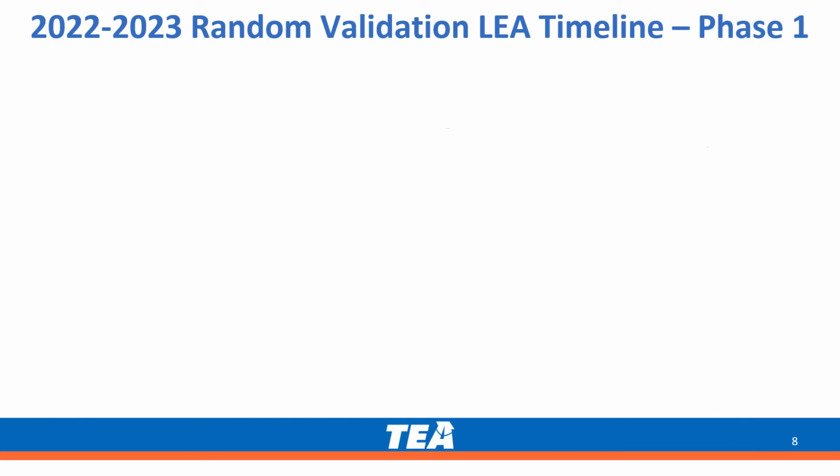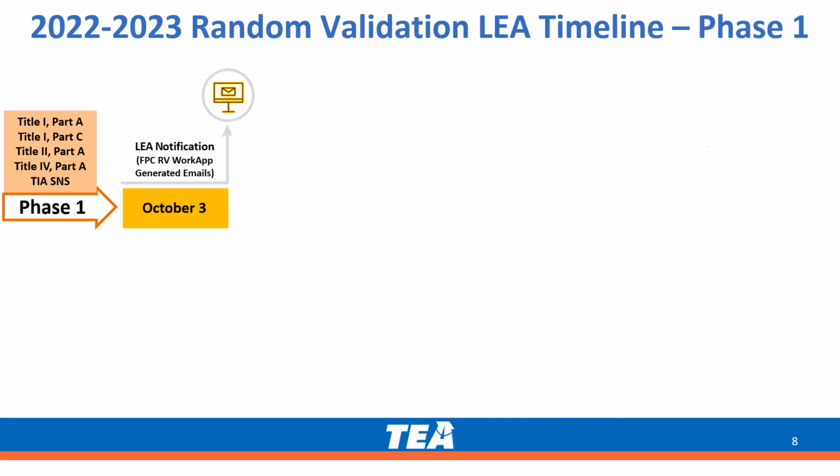For Phase 1 of the random validation process, we will be using the following timeline. On October 3rd, LEAs that have been selected to participate in Phase 1 of the random validation process will receive an email from the Federal Program Compliance Division Random Validation Work App. That will be notifying LEAs that they've been selected to participate and that they will need to submit documentation for TEA review.